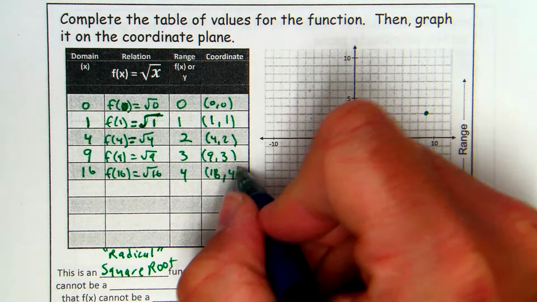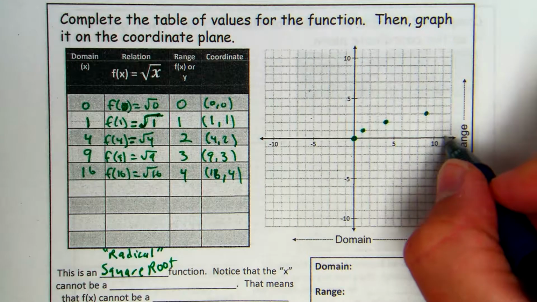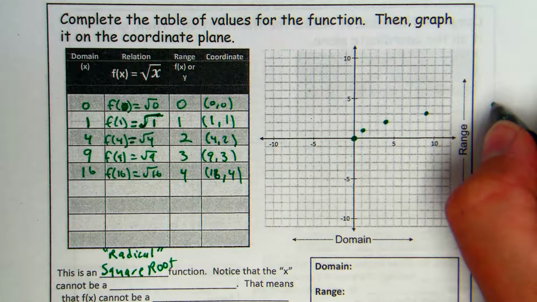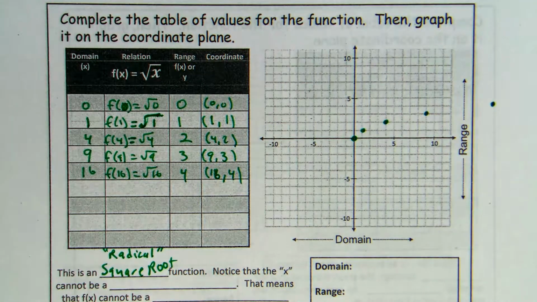16, comma 4 is not actually on the graph. It's 11, 12, 13, 14. That's about somewhere out here. And hopefully you can begin to see what that graph is doing.